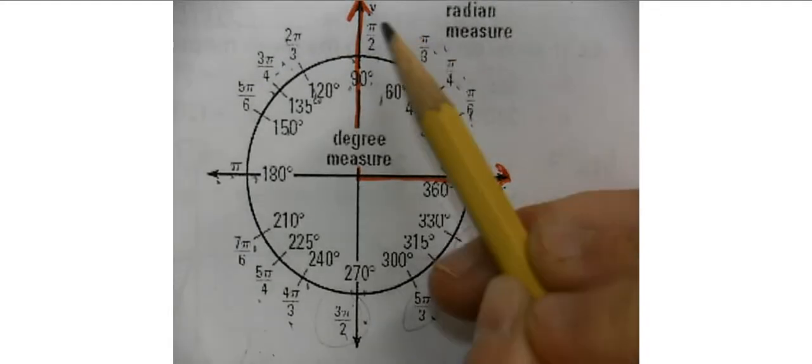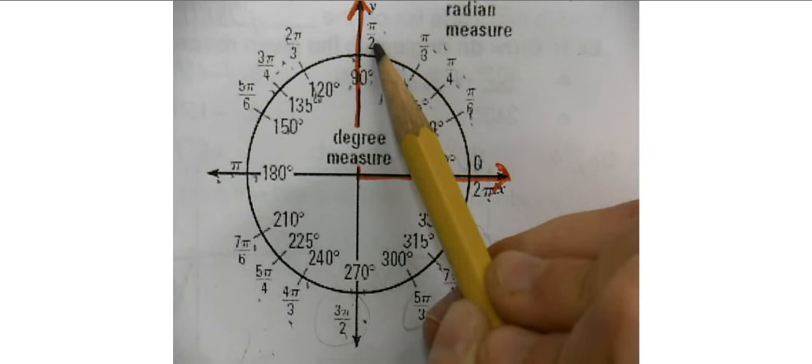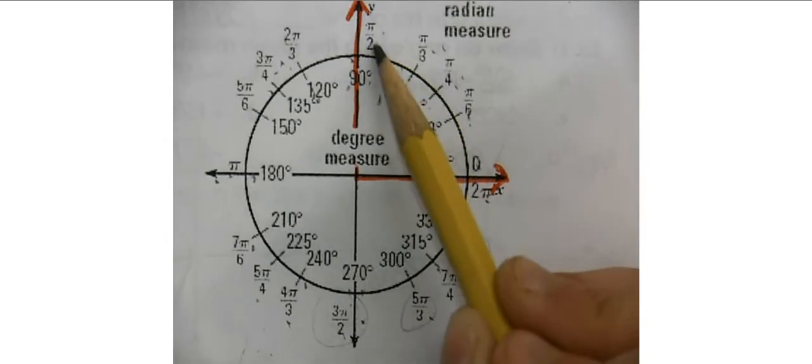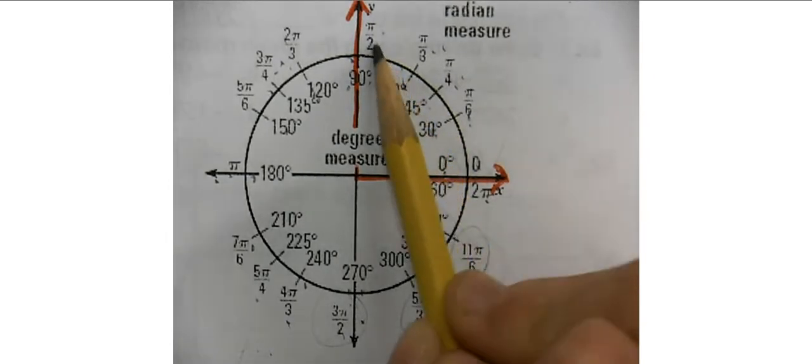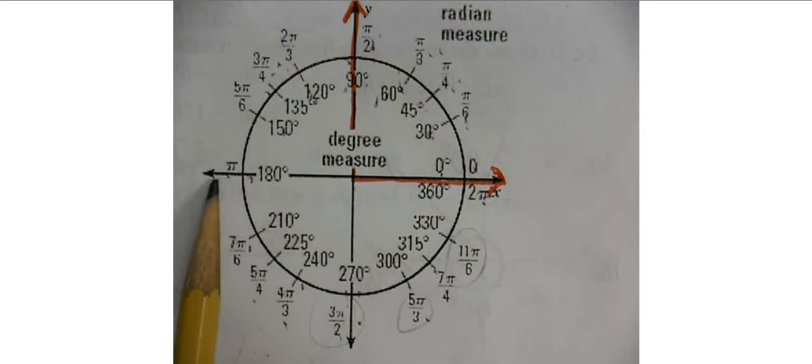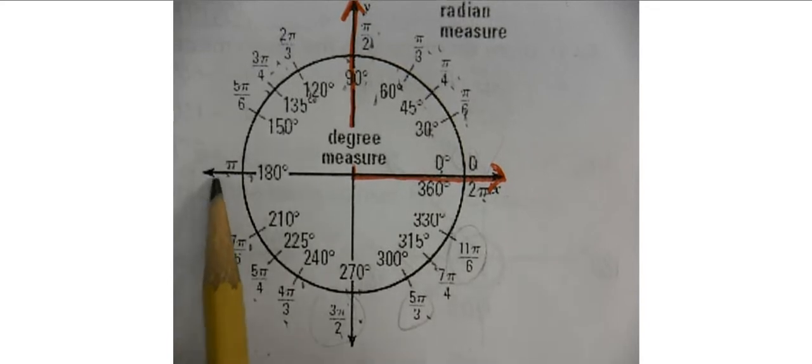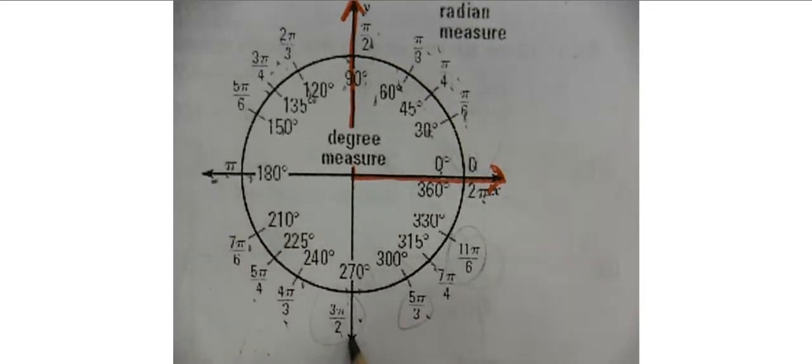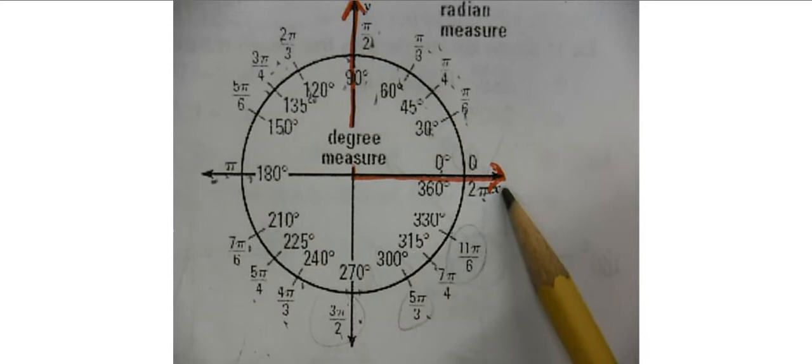Then we have pi over 2 is 90 degrees. So every 90 degrees is a pi over 2. So another 90 degrees would be 2 pi's over 2, which is 180. 3 pi's over 2, and then finally 4 pi's over 2, which is 2 pi.